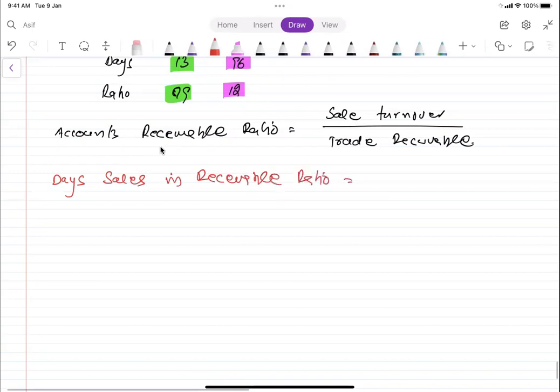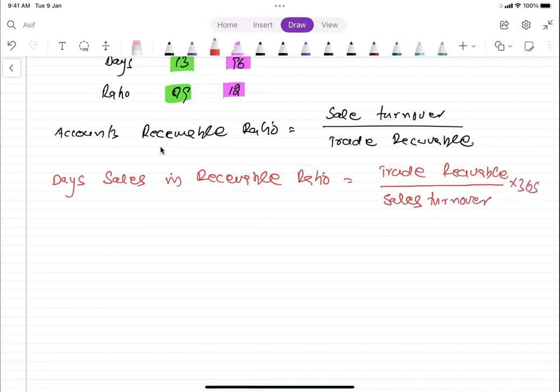The formula will just be the flip side of this formula: trade receivable divided by sales turnover times 365. What this ratio measures, my dear kids, is how quickly we have received payments from our receivables. You need to remember that most of the sales in the business environment are done on credit, 1 month credit, 2 month credit, 3 month credit.